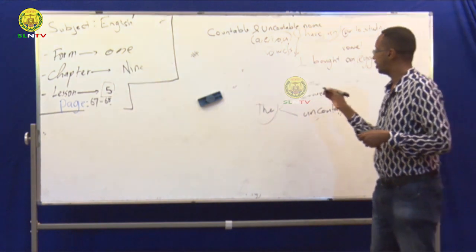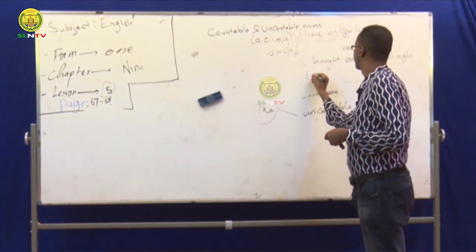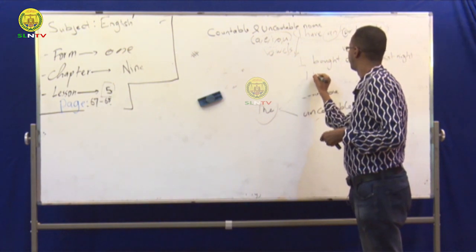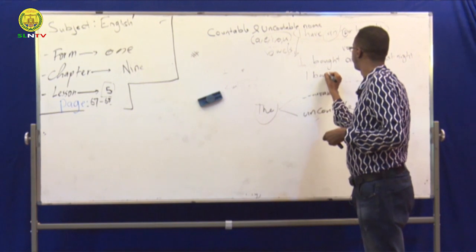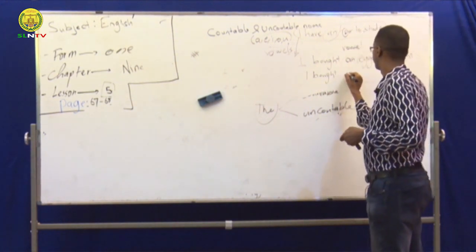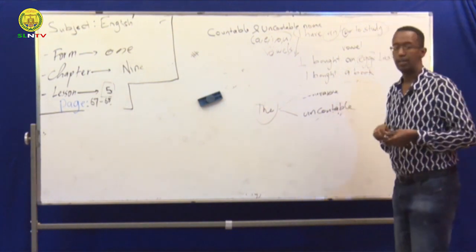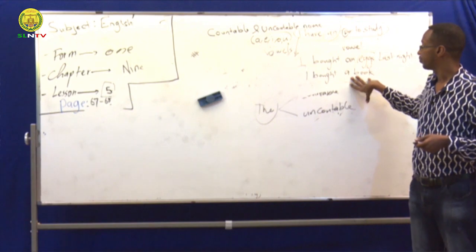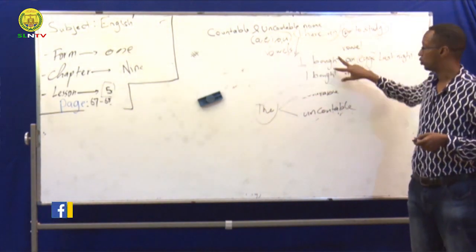Okay? For example, I bought a book. So you can say I bought a book or I bought an egg. So what's the difference between these examples?